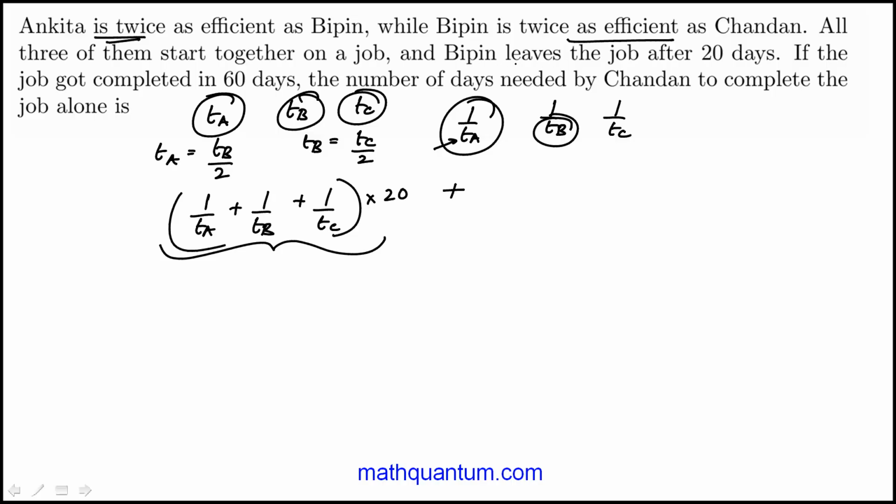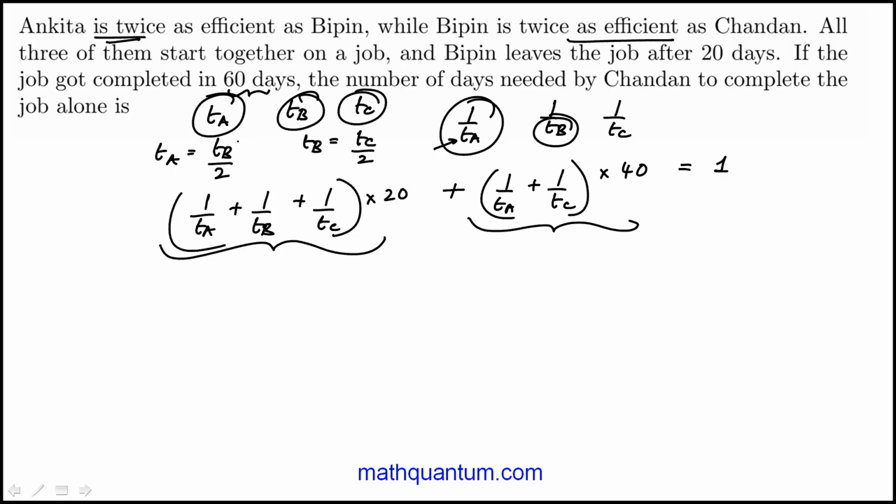So after 20 days, Bipin leaves, so there's only Chandan and Ankita left. So their combined rate is that, and you multiply that by 40 days. That would be the remaining time between 20 and 60. And that would complete the job, meaning they have done the complete job. These are the fractions of the job they've done in these two segments.